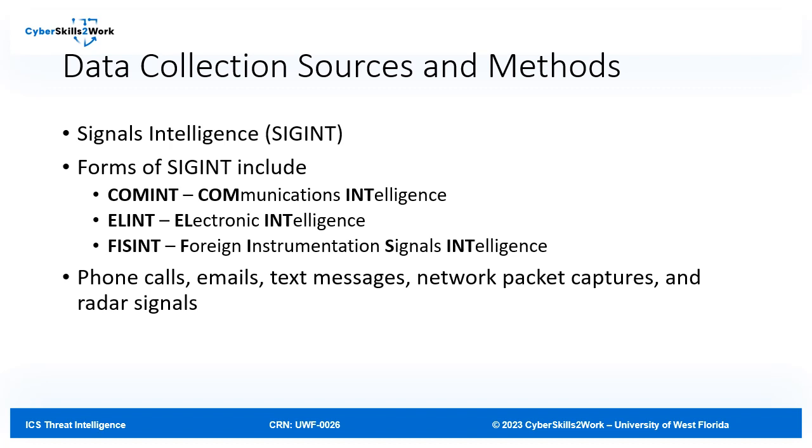FISINT is information derived from the intercept of foreign electromagnetic emissions associated with the testing and operational deployment of non-U.S. aerospace, surface, and subsurface systems, including, but not limited to, telemetry, beaconry, electronic interrogators, and video data links. ELINT is information derived primarily from electronic signals that do not contain speech or text, which are considered COMINT. The most common sources of this type of information are radar signals.